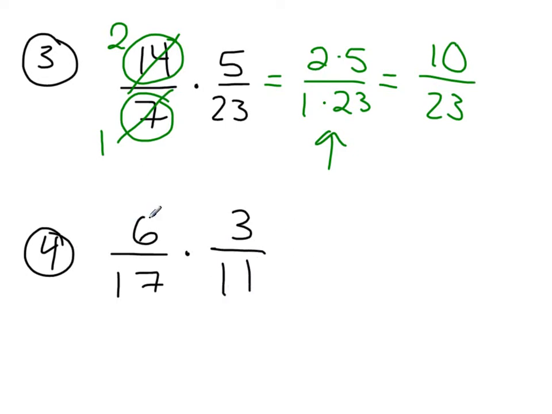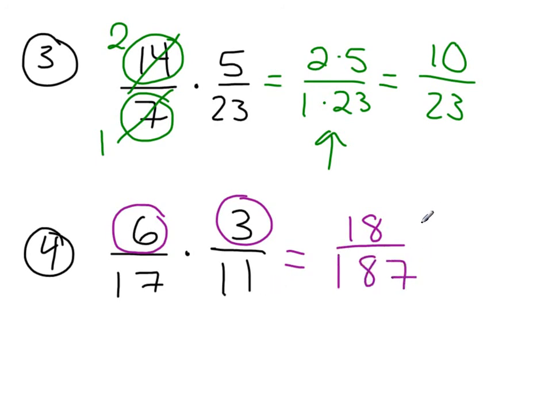Some of you, not all of you, but maybe a small portion of you out there, humor me, might be thinking, ooh, 6 and 3. But that doesn't work because it's numerator to numerator. It has to be top to bottom. So I can't reduce anything there. In fact, 3 can't go into 17 or 11, and 6 can't go into 17 or 11, so we're stuck. We can't simplify anything, so we multiply straight across. 6 times 3 is 18, and 11 times 17 is 187.